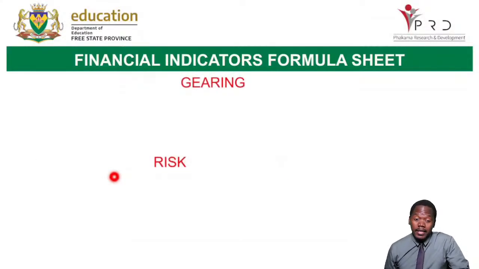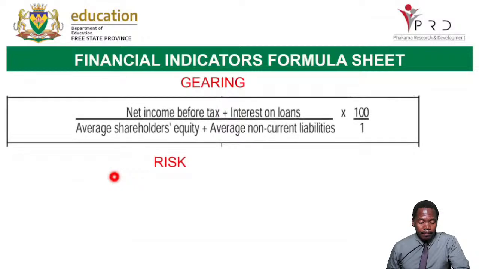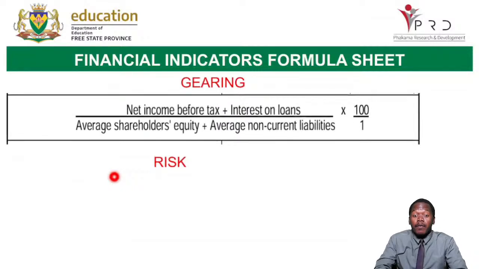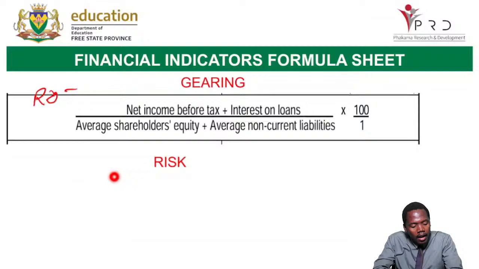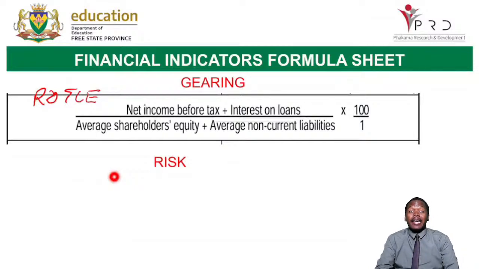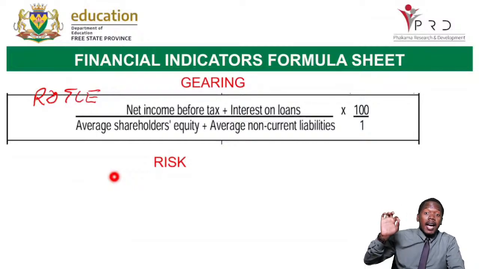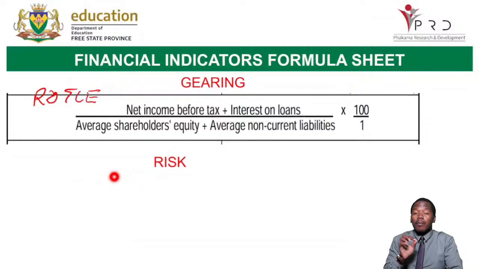Right, gearing. What is the indicator under gearing? This is the net profit before tax plus interest on loans. We call this our ROTCE. That is the return on total capital employed. That is the gearing. Meaning, when we discuss our next lesson, we are going to be focusing on how we comment on gearing, how we tackle questions under gearing.